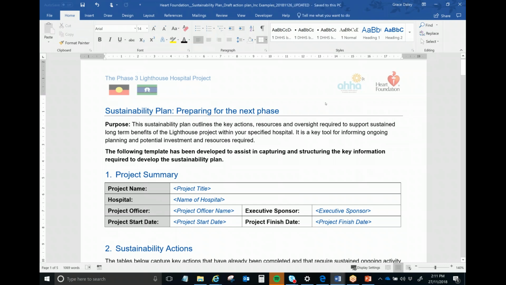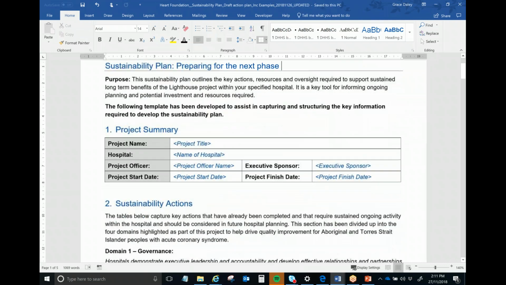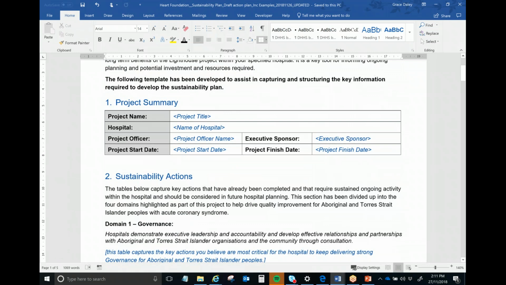So as you see, the structure of the template is designed to be simple in terms of the information that we capture, but we do recognise that we wanted to bring some examples to bring it to life. Section 1 is relatively self-explanatory. Essentially, it's capturing the core information to make sure we've got the context of the project that you're working on, the hospital, who you are and the key executive sponsor.